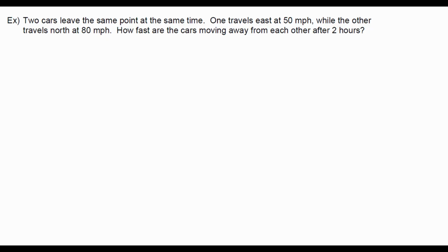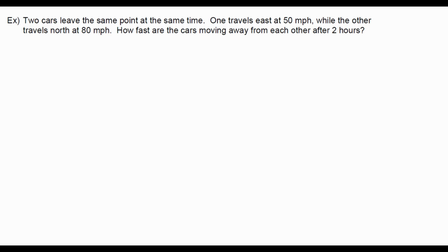Now let's try a problem without directions to see if we can do it. Two cars leave the same point at the same time. One travels east at 50 miles per hour, while the other travels north at 80 miles per hour. How fast are the cars moving away from each other after 2 hours?